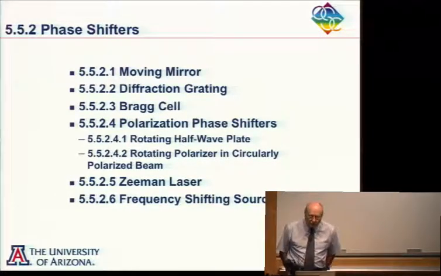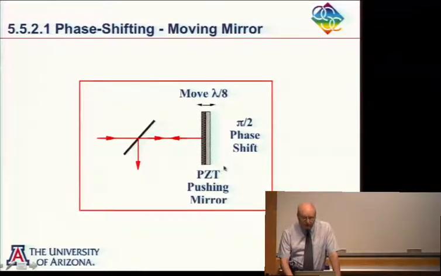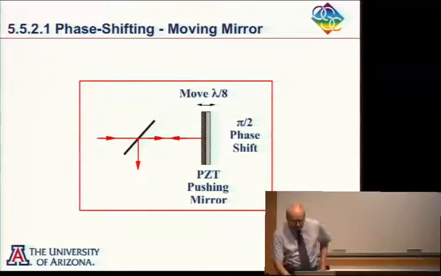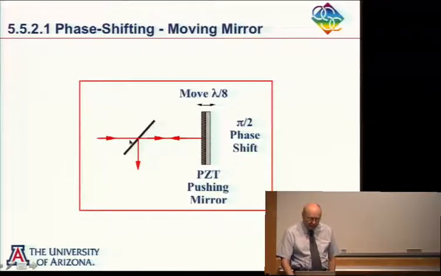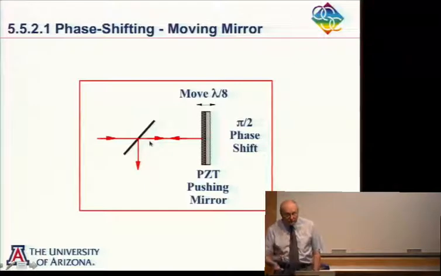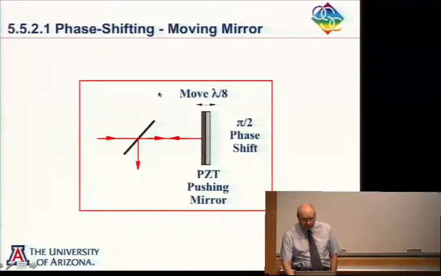So we start off with the one that is the most commonly used. And that's just, maybe our reference mirror is mounted on a piezoelectric transducer. We apply a little voltage to the PZT, and the PZT will expand or contract and move a small distance. And so the beam's coming in. If we move this 1/8 of a wavelength, the path will change by twice that, or 1/4 of a wavelength. And so that's introducing a 90-degree phase shift in this reference beam.